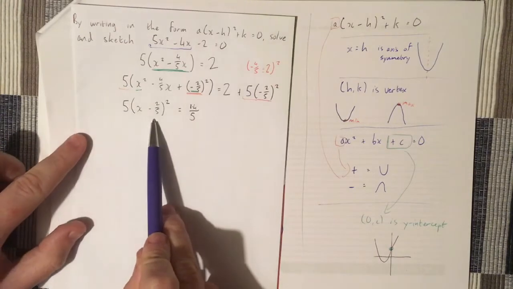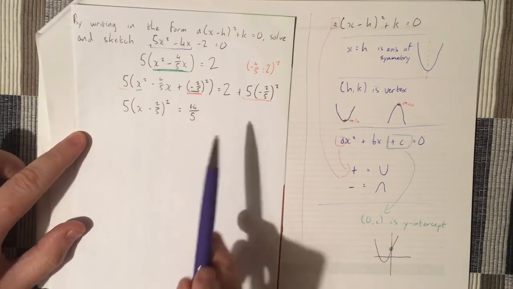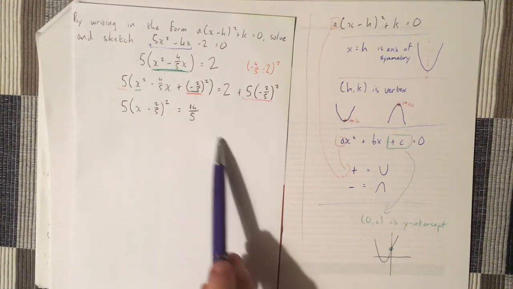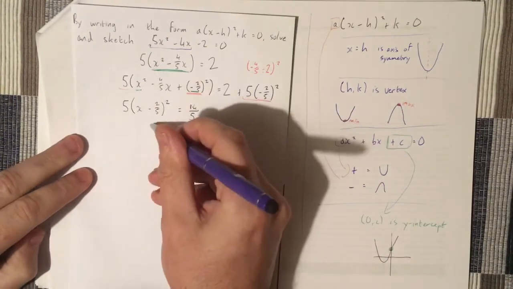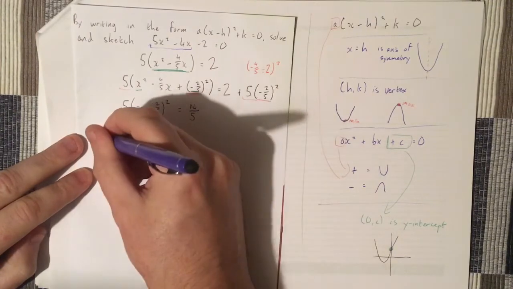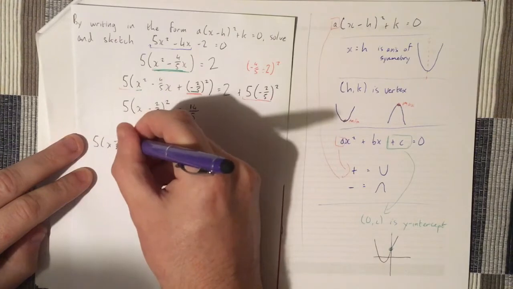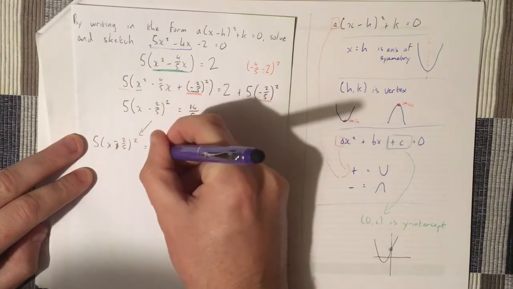Now, this is where I would suppose I'd split it. This is where I go down this way to solve it by square rooting both sides eventually. And maybe over here I'll bring the 14 over 5 and read the max and min point off. So I'll solve it first. So I've got 5 brackets x minus 2 over 5 squared is equal to 14 over 5.